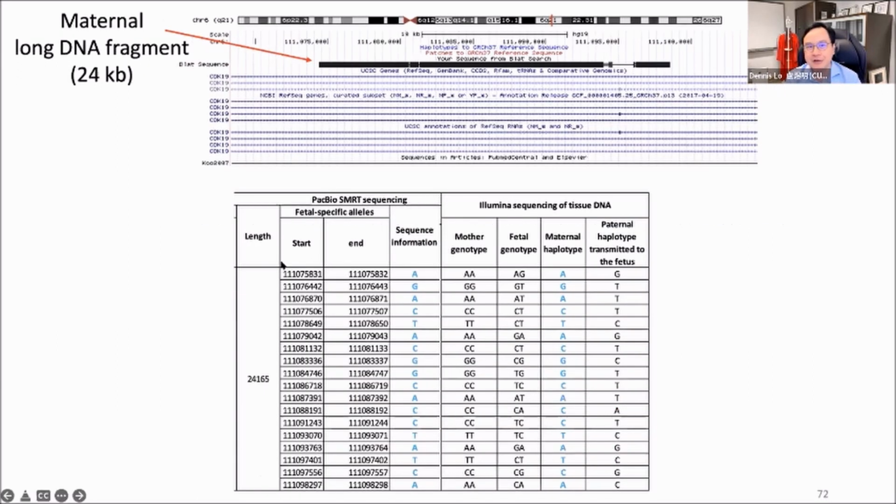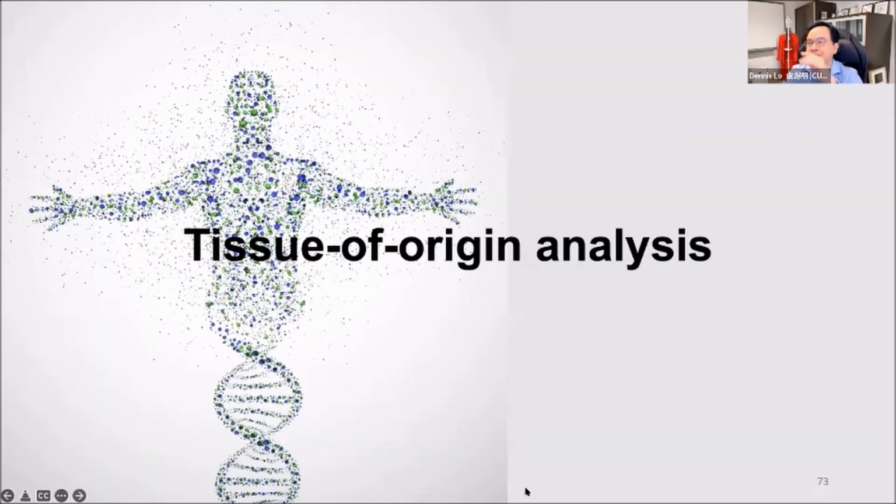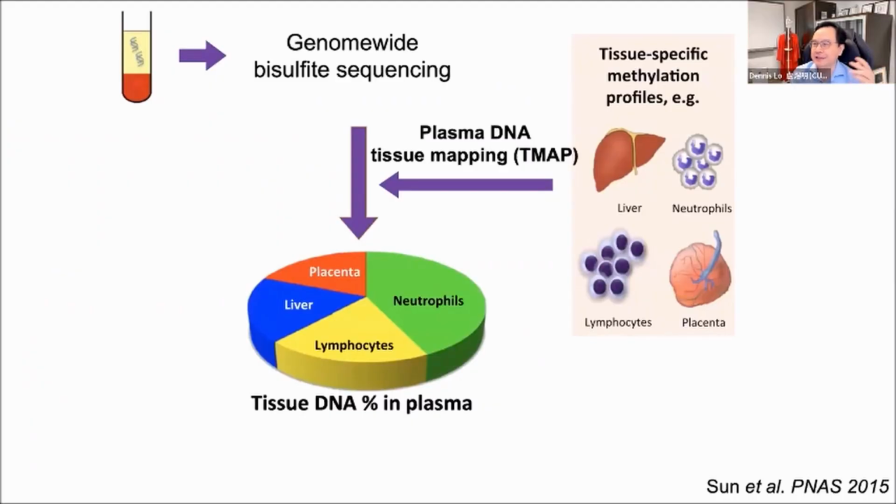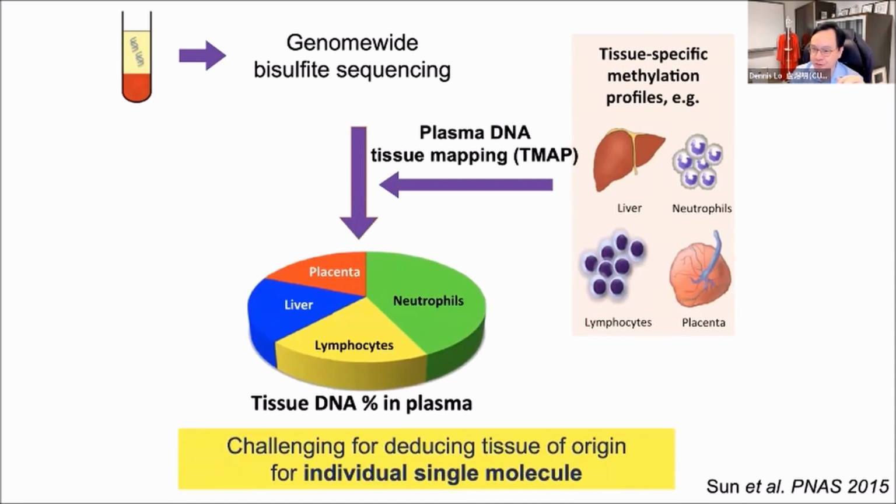And the mother's side is even longer; we can have a 24 kilobase molecule in the circulation. And with one molecule, I can work out a lot of haplotype. And also because it's so long, I can also work out where it is coming from. One of the ways we can work out where it's coming from is by looking at the DNA methylation profile. The reason is that within our body, different cells have different methylation profiles. And then we can use this approach to deduce where they come from. Maybe even do it on one molecule because it's so long.